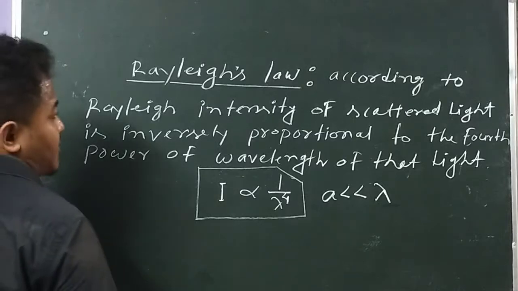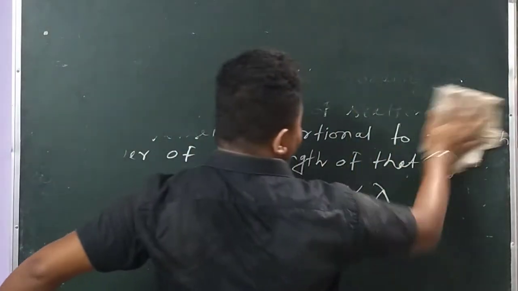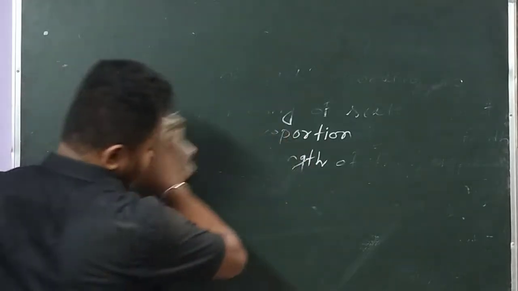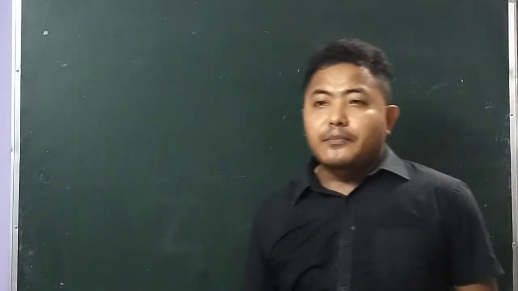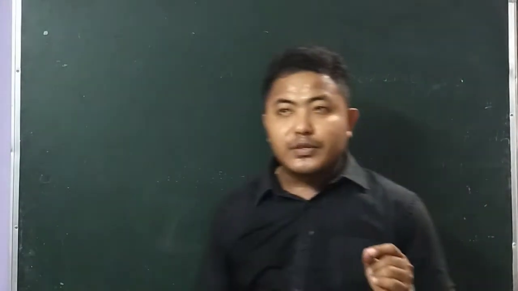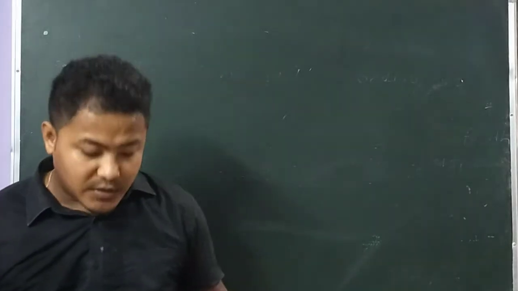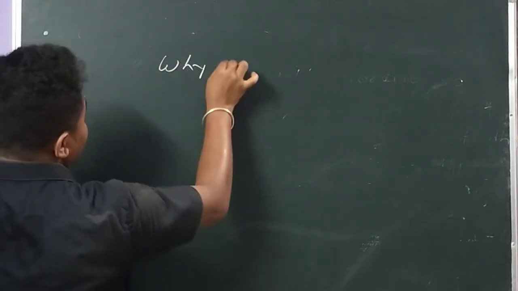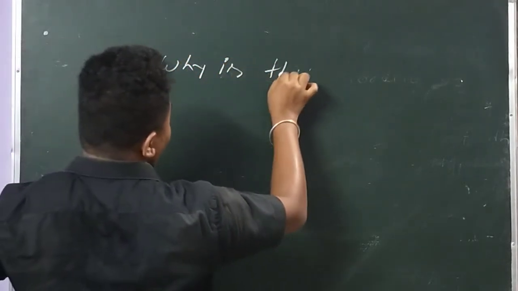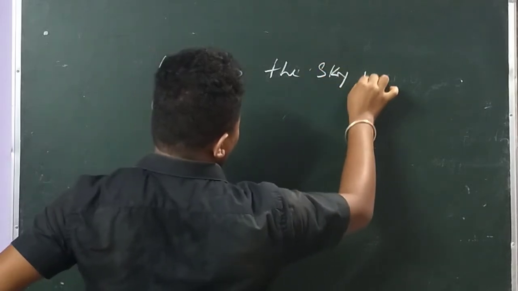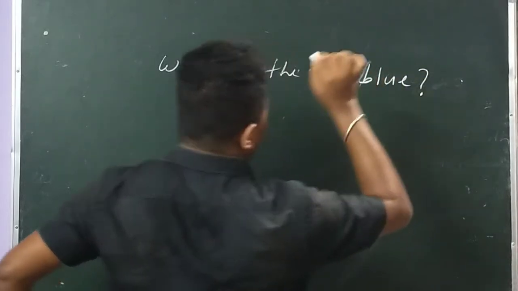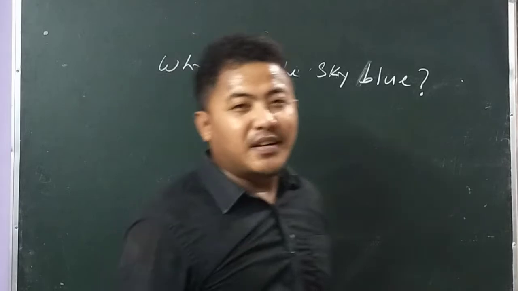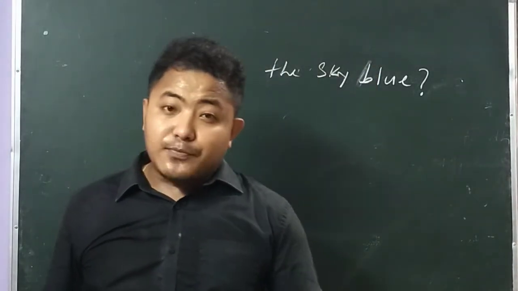After that, as I mentioned earlier to the class, applications of scattering of light, or we can say the impact of scattering of light, is why we see the sky blue. It's a question: why is the sky blue in color? Very interesting question.